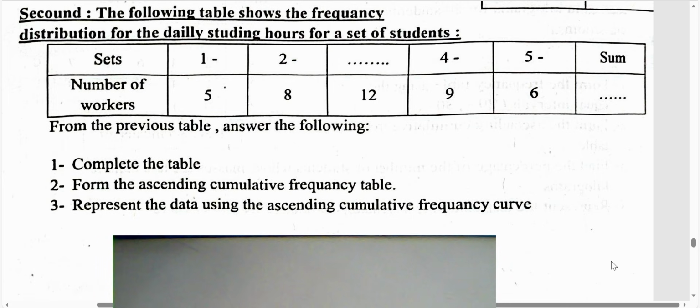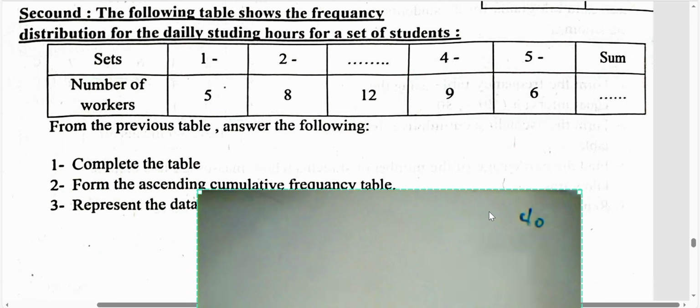Next question, second. The following table shows the frequency distribution of the daily study hours for a set of students. 1, 2, 3, we must write here 3, 4, 5, to 6. 5, 12, 9, 6, we can collect together. 5 plus 8, 13, 13 plus 12 equal 25. 25 plus 15 equal 40. Then the summation here is 40. Okay, write the answer 40 as the sum.